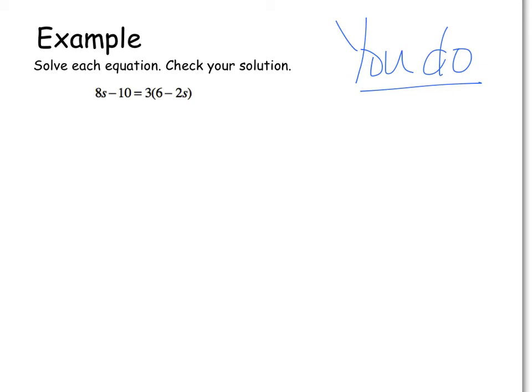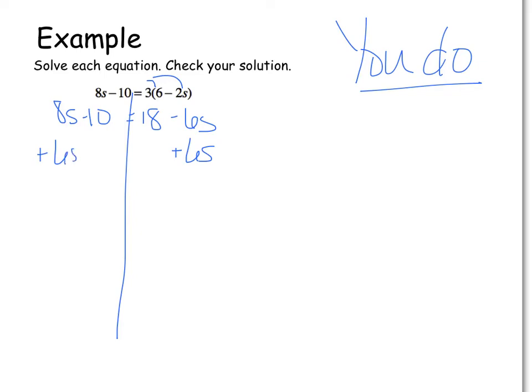Okay, so on the right side, I see parentheses. So I want to go ahead and make sure I eliminate those first by using distributive property. So that's 18 minus 6s. And on the left, I can't do anything simplifying-wise to that side, so I'm just going to write it again, 8s minus 10. And I like to keep things positive, so wherever I can, I'm going to move to the positive direction and eliminate that negative 6s.